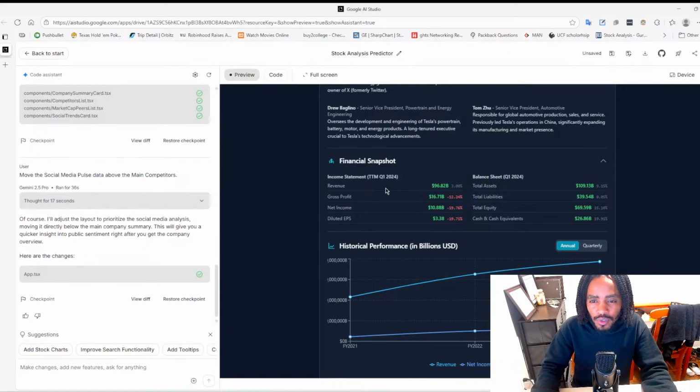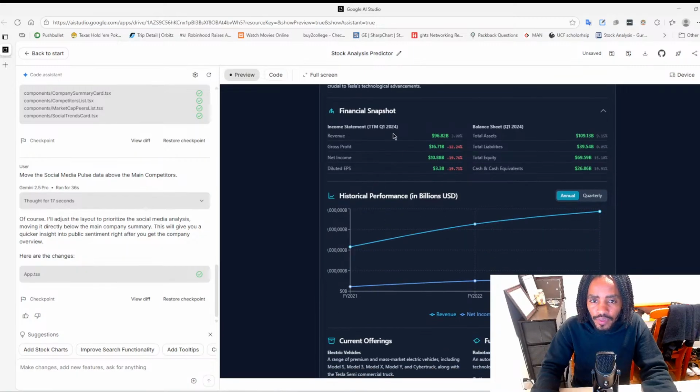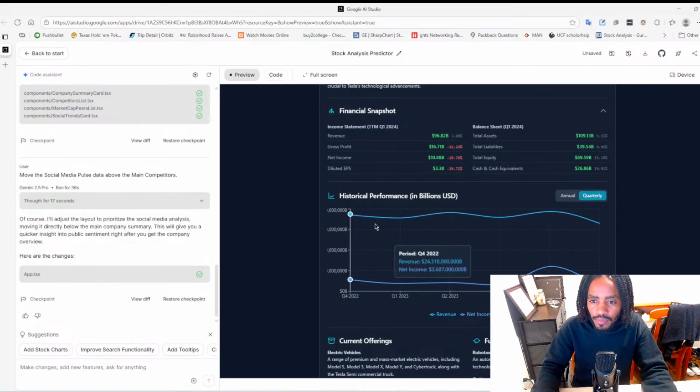I got some useful financial information. Obviously, this is aged in a way. This is Q1 2024 trailing 12 months. As you can see, this is the company's historical revenue and net income over the course of time. We got 2021, 22, and 23 quarterly trending down. This Tesla, obviously, it is trending down.